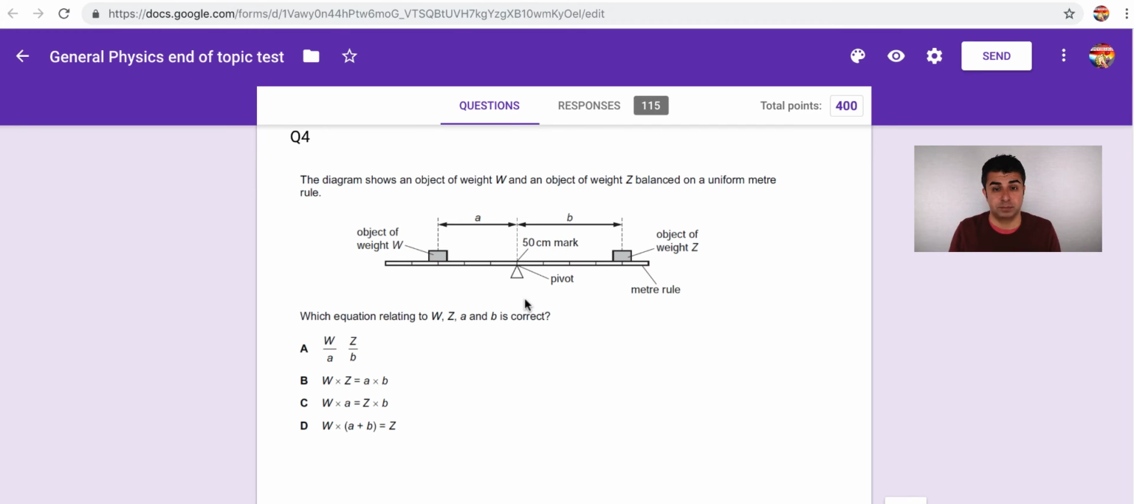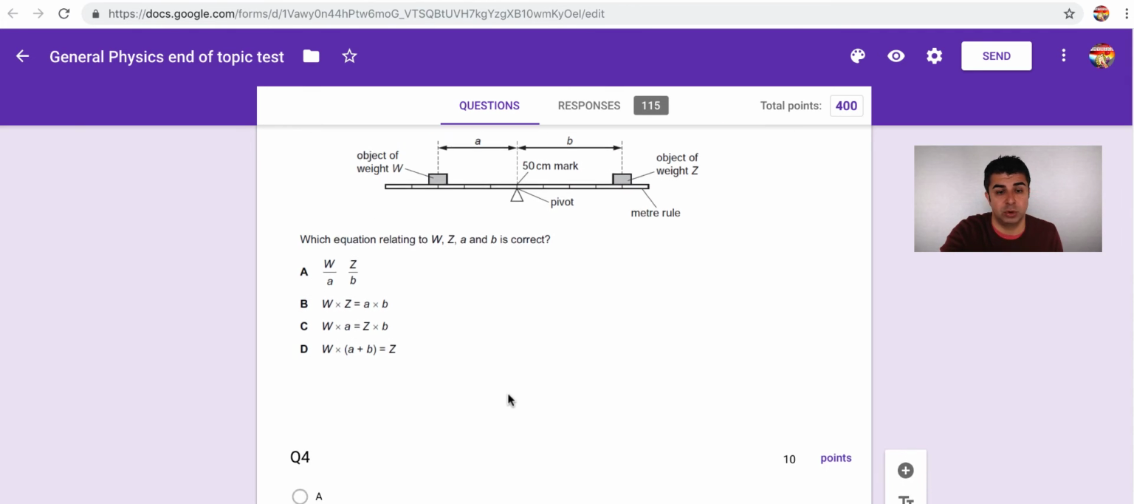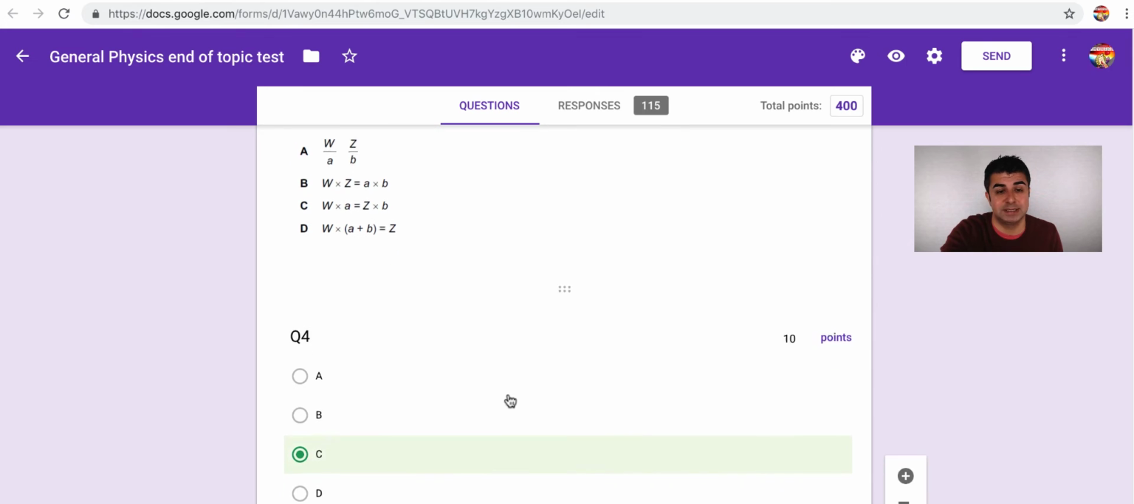and the moment with regards to weight W is the moment in the anti-clockwise direction. Since it's balanced, the force times the perpendicular distance from the pivot in the clockwise direction is equal to the force times the perpendicular distance from the pivot in the anti-clockwise direction. In other words, W times A equals Z times B. So which one kind of relates to this? Well, if you look closely, the answer is C.